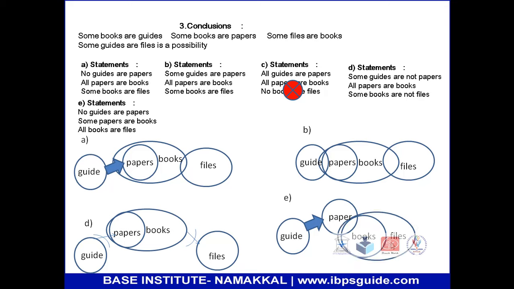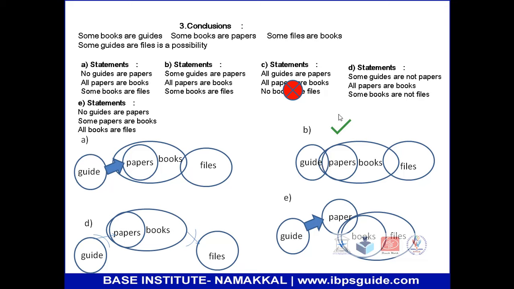Here we can see the conclusion sentence, some books are gates, accurately follows in statement B. In the other statements, we cannot firmly tell some books are gates. So statement B will be the answer. Even all the sentences in the conclusion follow in statement B. Here you might get a doubt on the sentence in the conclusion, some gates or files is a possibility. Friends, see here the word possibility. There is a chance of some gates or files, so we can clearly say this will be the answer.